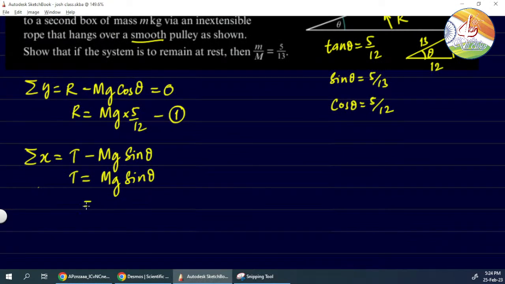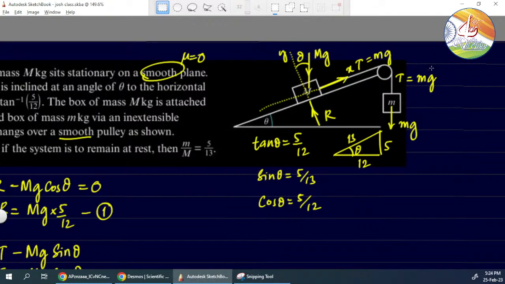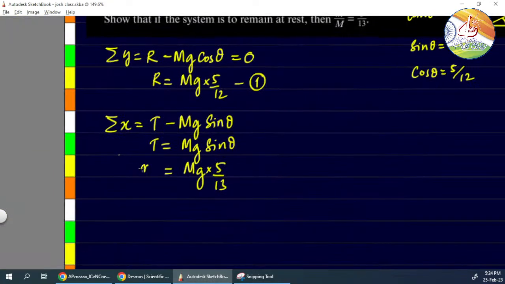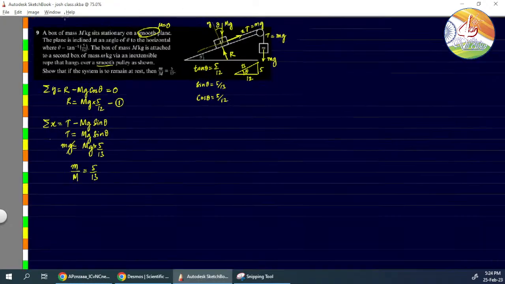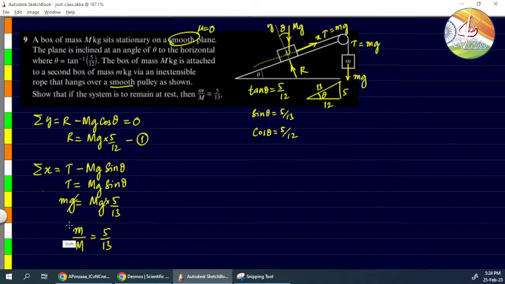Alright, so what is sine theta? Sine theta, if you substitute, is 5 by 13. So T is 5 by 13. And what is T? T value is m into g. So small m into g, and g and g will cancel. So small m by capital M is equal to 5 by 13. So that's what he is asking us to find. Prove. So just put it here and write hence proved.